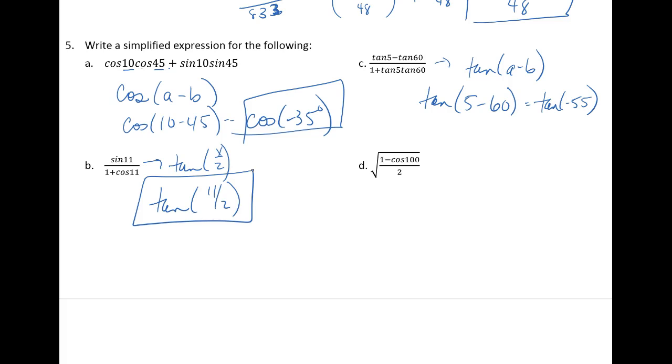Over here, this looks like another half angle. So if it's a half angle, you just have to decide is it sine or cosine. When there's a minus there, that's the one that goes with sine. And in this case, the x is 100. So sine of 50. And that's how you would do these problems.